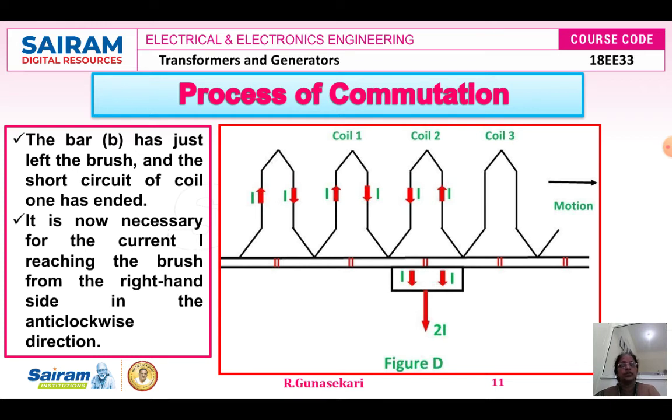In all 4 steps, the current taken from the carbon brush is 2I. But the first one is the clockwise direction, and the fourth step is the anti-clockwise direction. The other two go from left hand side to right hand side and right hand side to left hand side. This is the process of commutation.